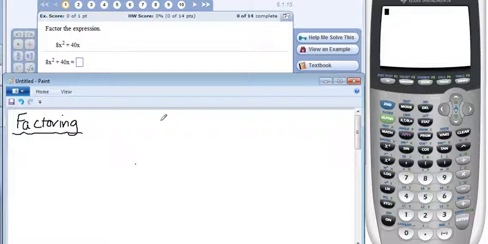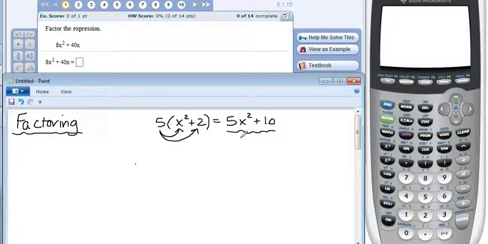But let's just say that we had x squared plus 2. Okay, we've already seen this. We're going to distribute. So we're going to multiply every term by 5, right? Well, factoring goes the other way. I'm going to be given this expression here, and I want to turn it into that expression over there.